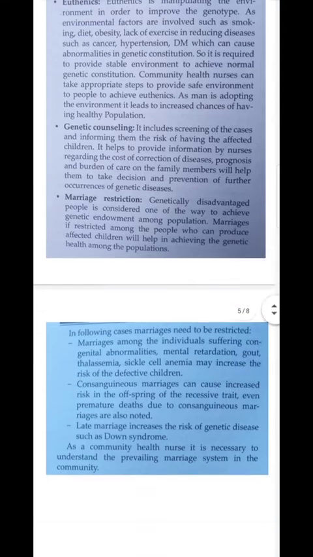See that example: the following cases of marriage need to be restricted, like marriages among individuals suffering from congenital abnormalities, mental retardation, gout, thalassemia, or sickle cell anemia, which may increase the risk of defective children. If a person has congenital abnormalities, mental retardation, gout or thalassemia, they may have some affected genes, so we will not allow them to marry.